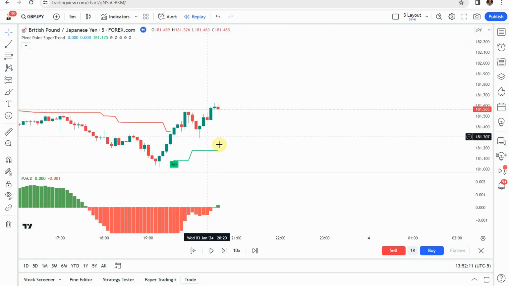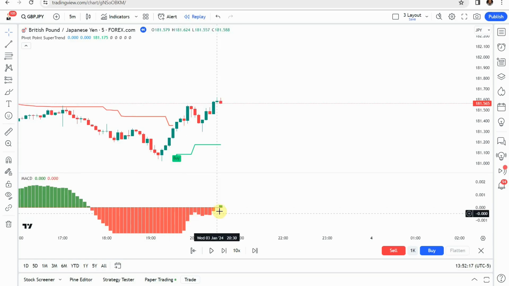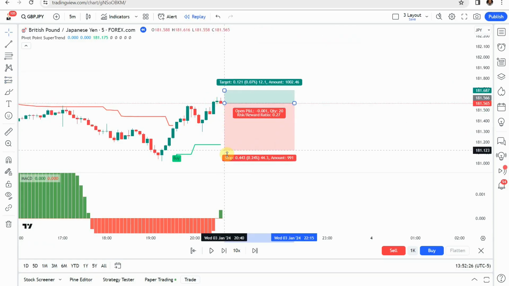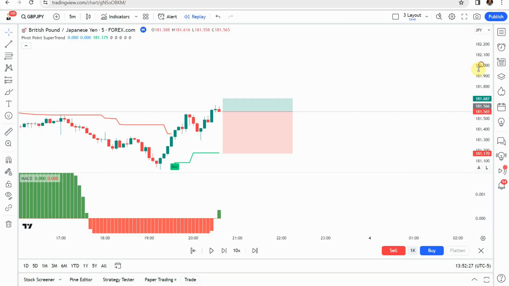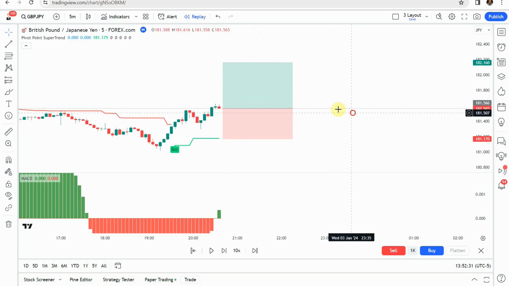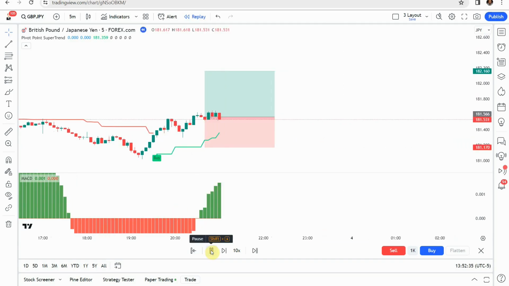And for a long trade, again, we're looking for the super trend to be in the green color like this right here. And then we're looking for the MACD to give us a green bar like it does right here. Once those two line up, we're then going to enter a long trade right here. Again, put our stop at the super trend line right there. And we're going to target the 1 to 1.5 risk reward just like before. Let's go ahead and play this one forward and see what we get.